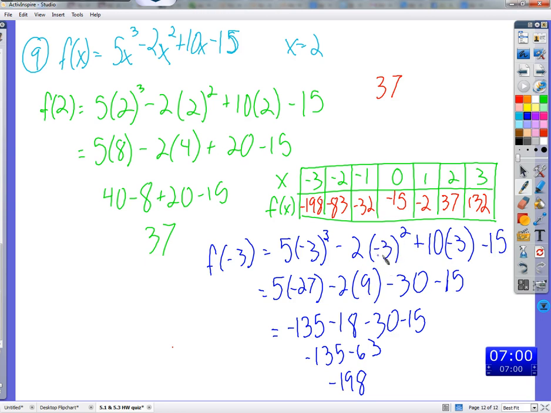Negative 3 times negative 3, that's what the square is telling us. Square this whole thing, multiply it by itself, you should get a positive 9. And sometimes you just forget that a negative times a negative is positive, or you lose track of it, your eye doesn't see it, or that positive times negative is negative. You just got to remember to keep track of all that stuff.